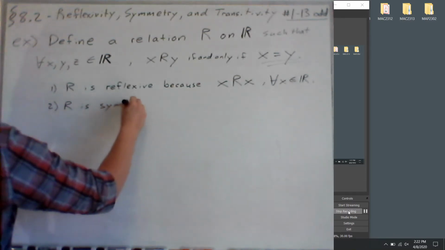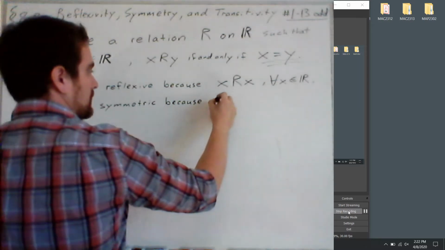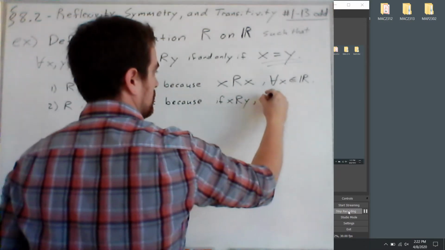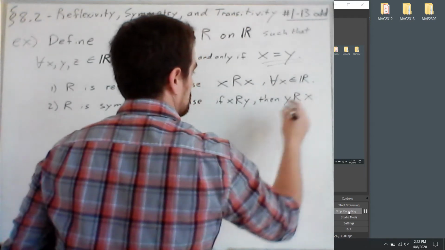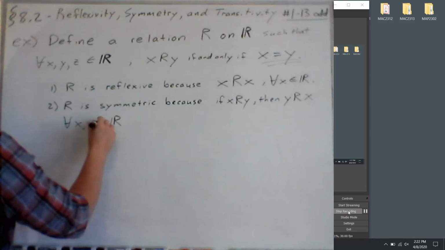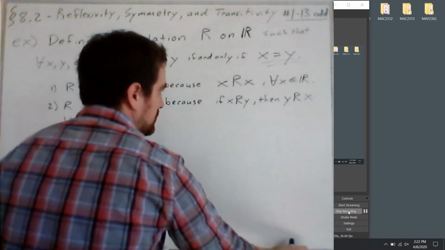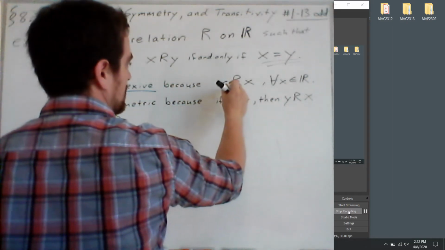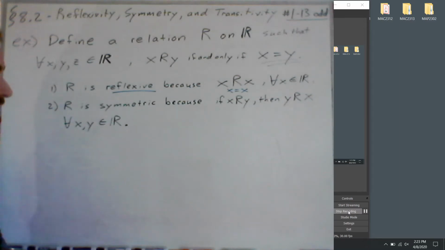R is also symmetric because if x is related to y, then y is related to x for all x and y in ℝ, our real numbers. Again, what does that mean? Well, in the first one for reflexive, I'm just basically saying x equals x. Is that true? Yes, it's true for every x, so it is reflexive.